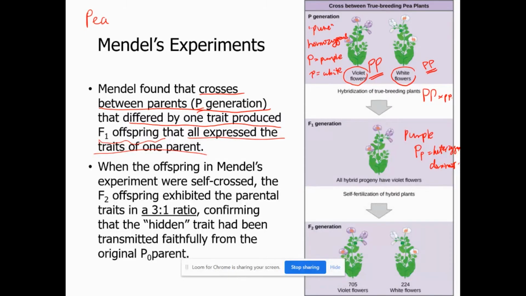Now, if you cross the F1 generation, you take some plants from F1 and cross them again, you are going to find the F2 generation, and that's a 3-to-1 ratio of purple flowers to white flowers. And now you already know, if you cross two, oops, that should be big P and this little p.